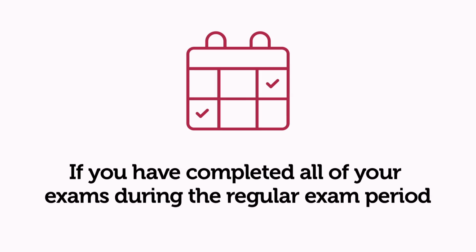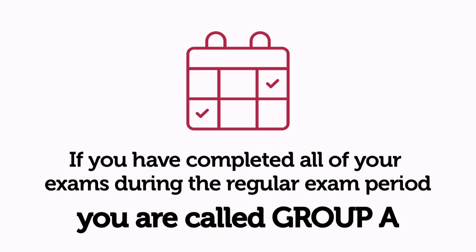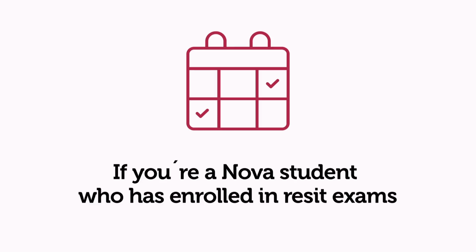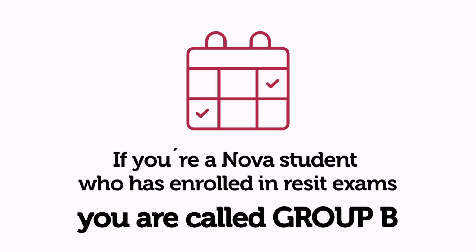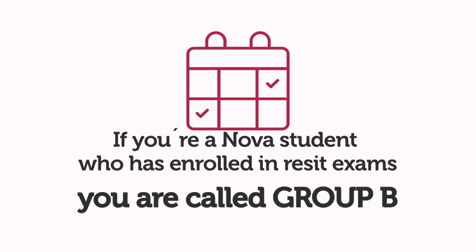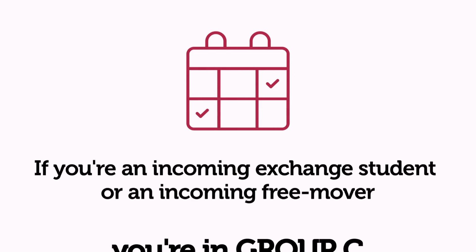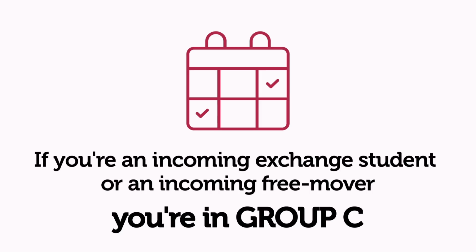If you've completed all of your exams during the regular exam period here at Nova, or if you are a Nova student who is returning from a semester of exchange mobility, you are called Group A. If you're a Nova student who has enrolled in resit exams, you are called Group B. If you're an incoming exchange student or an incoming free mover, you're in Group C.